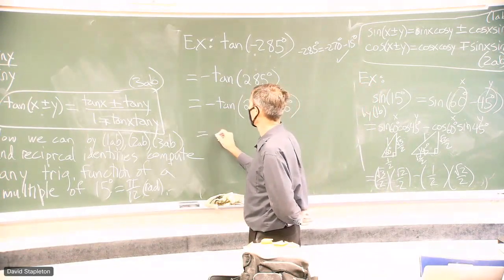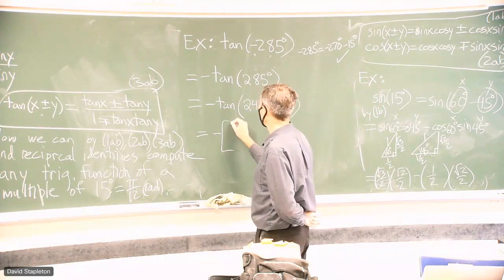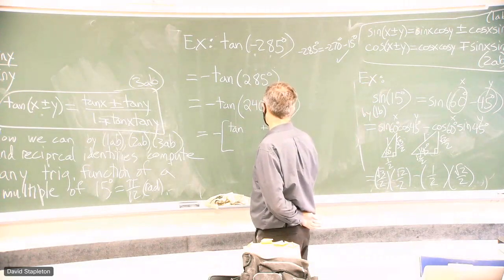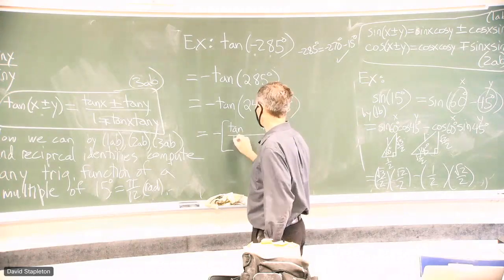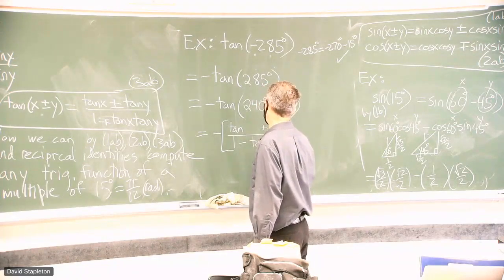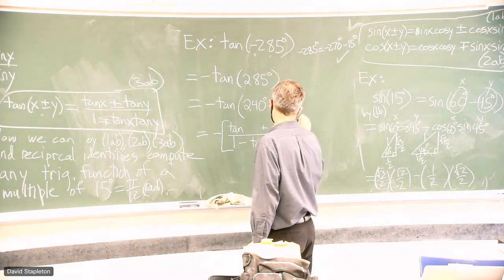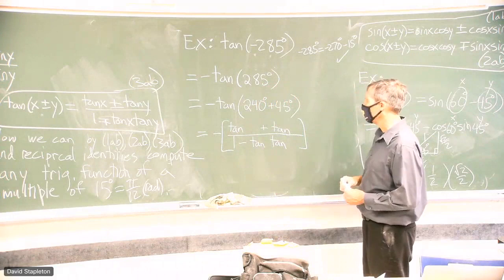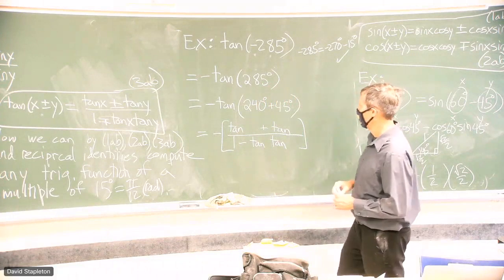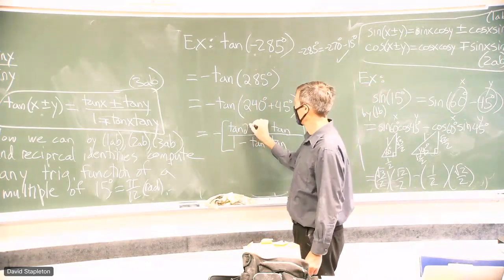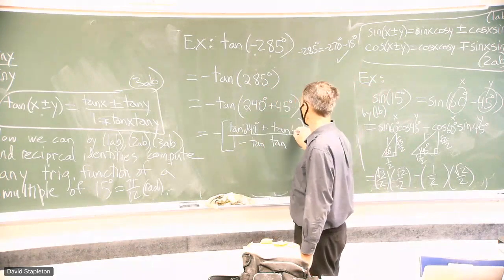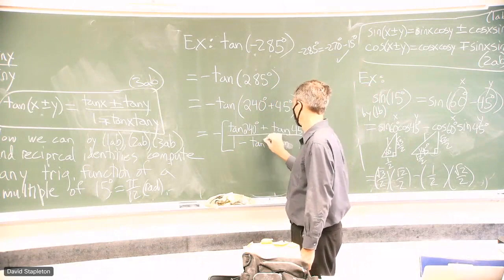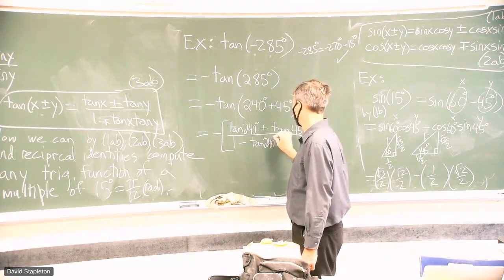All right, so this is minus of the whole thing. Tangent plus tangent, the same sign, over 1 minus tangent tangent. And now I just have to put the angles in. 240 in the same order. 240, 45, 240, 45.